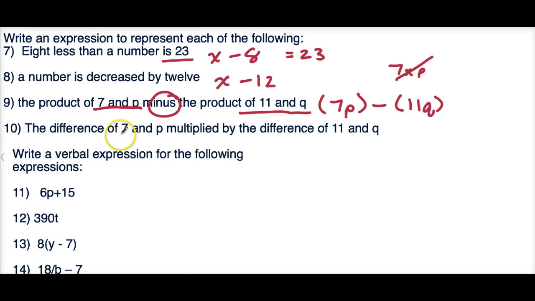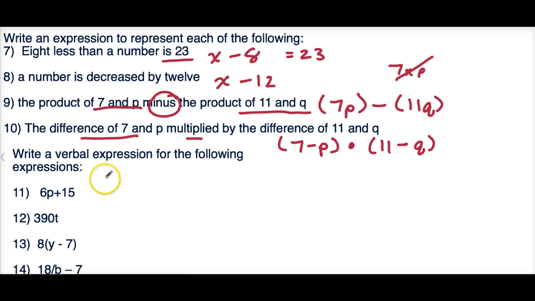Number 10 is the difference of 7 and P multiplied by the difference of 11 and Q. So this is similar to the problem beforehand, except we have a couple of things different. This time we want the difference of 7 and P. So that's going to be 7 minus P. That's the difference of those 2. Multiplied by, that's our multiplication symbol, the difference of 11 and Q. So again, 11 minus Q this time, not the product of. The product means multiply, the difference means subtract.